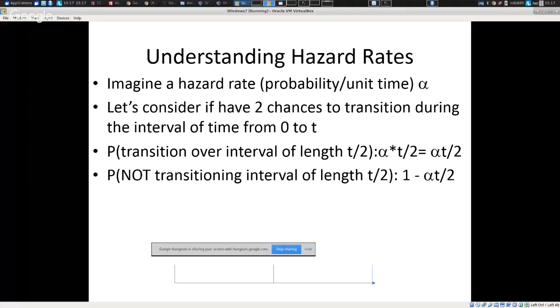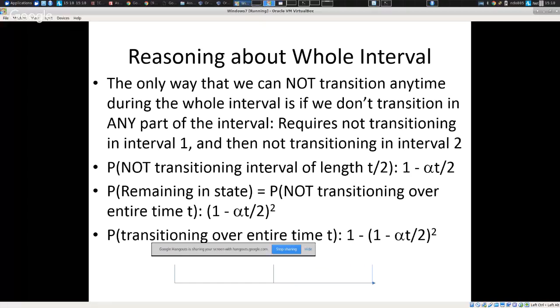And the probability of not transitioning in this length t over 2, that first little bit, is 1 minus this, right? This is just the probability of leaving, alpha times t over 2, the probability of leaving in that first little bit between 0 and t over 2. And the probability of not having left is 1 minus alpha times t over 2. The probability of not going is just 1 minus the probability of going. Does that make sense? Okay, now, that is the key building block that we're going to draw on.